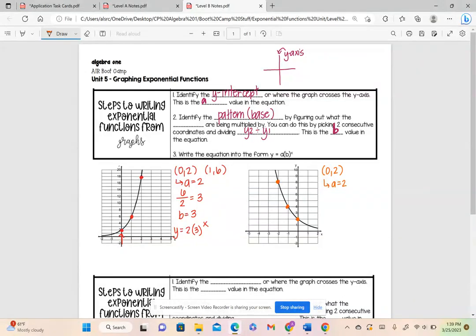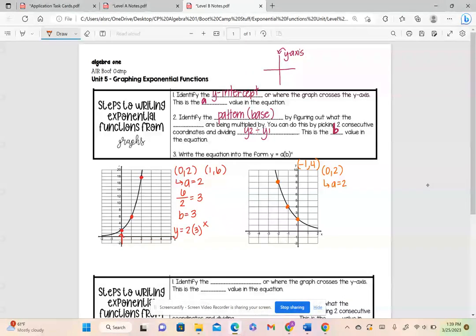Now, this is decay, all right? So this is my y-intercept. This is my consecutive point. So that point would be at (-1, 4). So you have to be really careful. For this first example, I wrote my consecutive point after. I'm writing it before my y-intercept because it happens before.